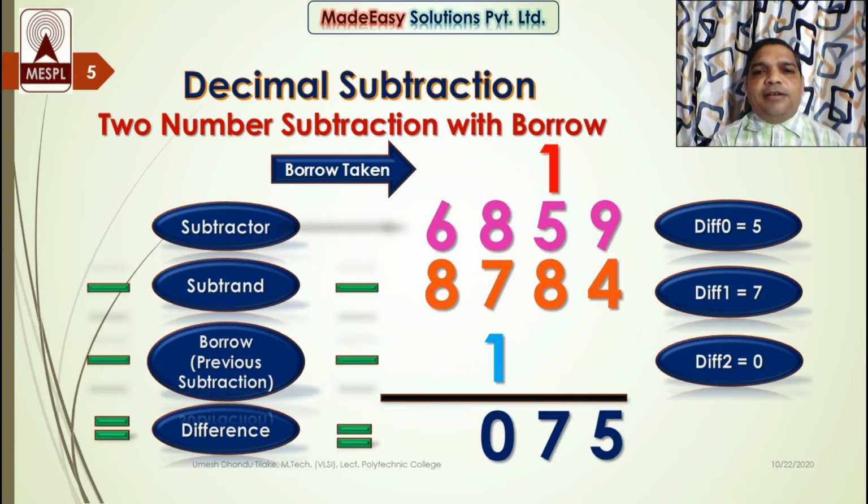Now let's subtract the MSDs. Here 8 is larger than 6. The subtrahend MSD is larger than the subtractor MSD. Can I subtract now? Can I take a borrow over here? I don't have a next significant digit, so I can't take a borrow over here. So how will you subtract? The technique of taking borrows fails over here.